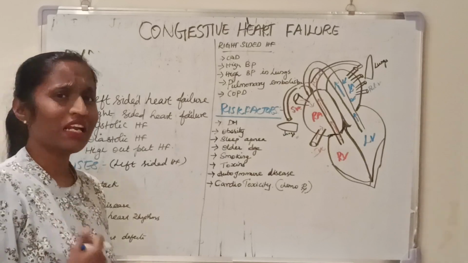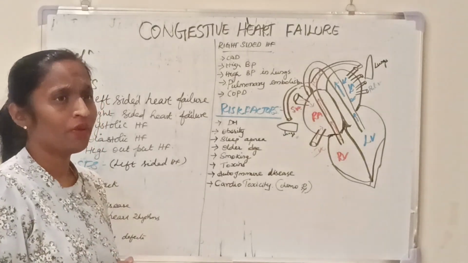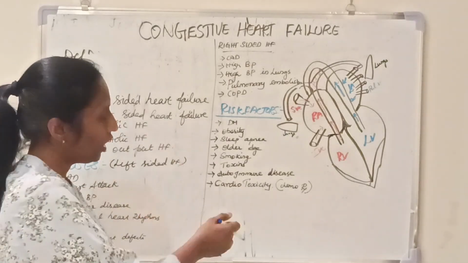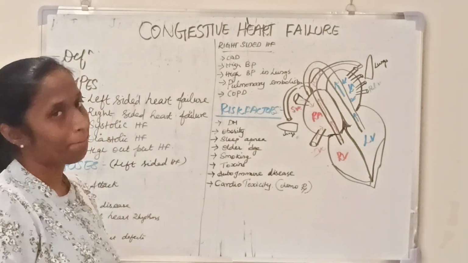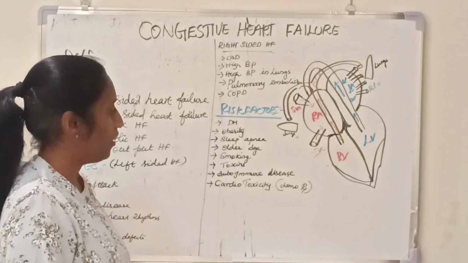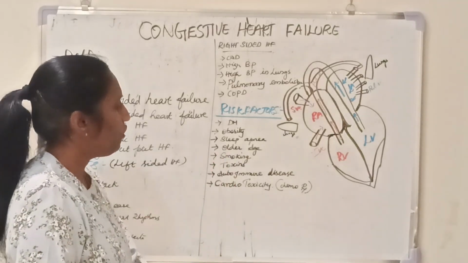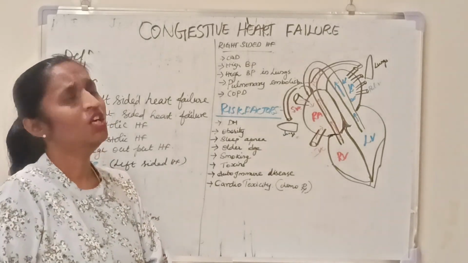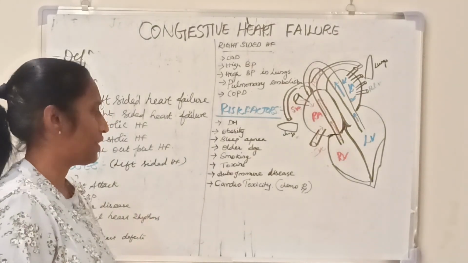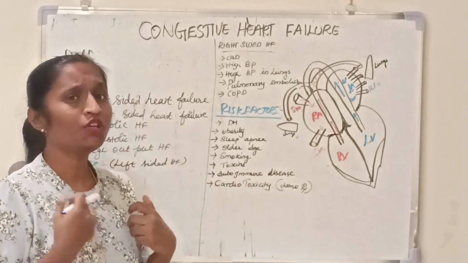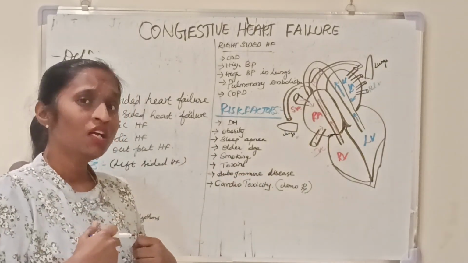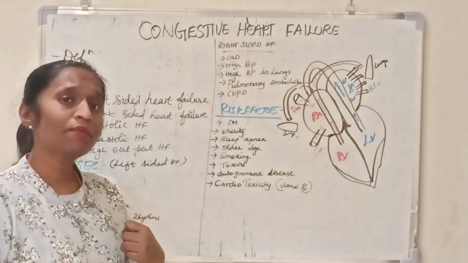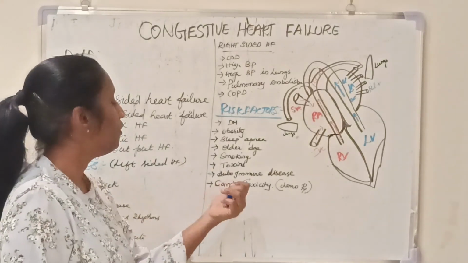Obesity, due to a sedentary lifestyle, there is a deposition and an increase in the cholesterol level, so that the person may develop cardiac failure. Sleep apnea, and then older age, smoking, which you already know, and then toxins. Some toxins disrupt the heart muscles' pumping capacity. Autoimmune disease affects the cardiac cells or heart muscles, which may disrupt the functions of the heart. And then cardiotoxicity.